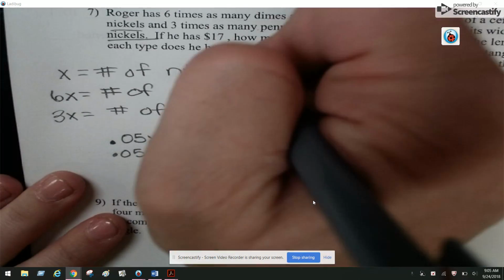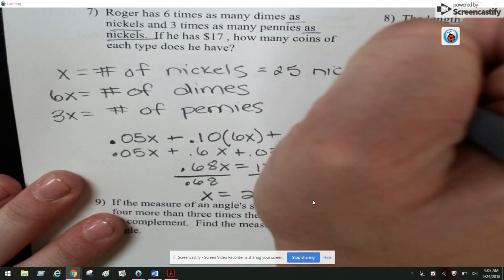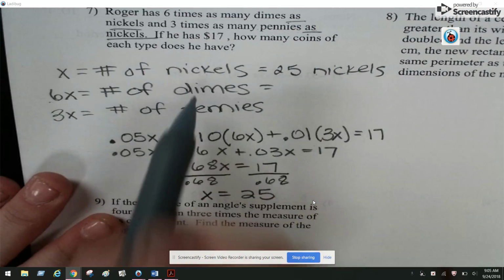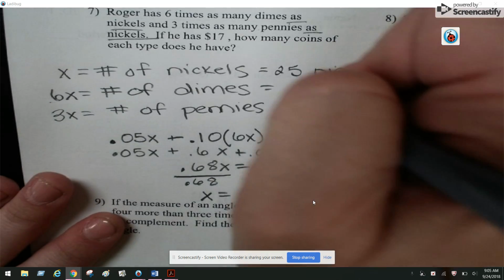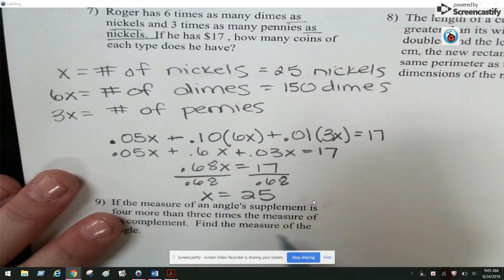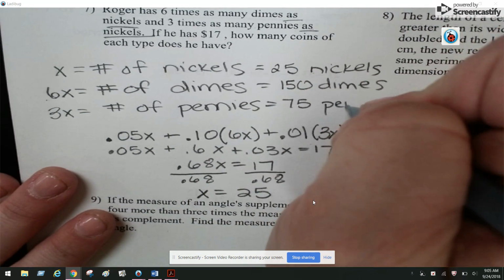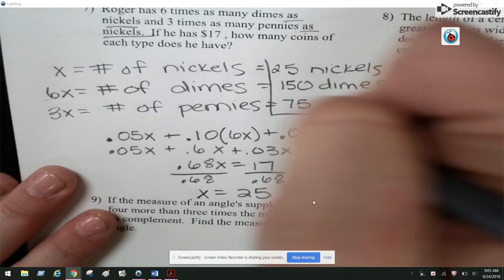So that means that we're going to have 25 nickels. And then I want to do 25 times 6 to get dimes. So that will be 150 dimes. And then 3X, so 3 times 25, so 75 pennies. And that should be our final answer.